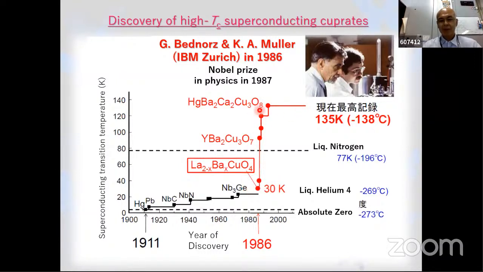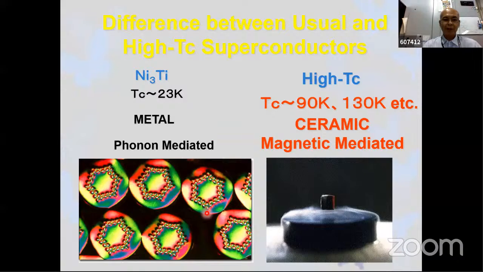So now high-Tc superconductivity is still a fashionable area for physicists to study. We can use the high-Tc cuprate for industrial materials by using liquid nitrogen. The biggest problem is that these are not metals. What is different is that the usual one is a metal.